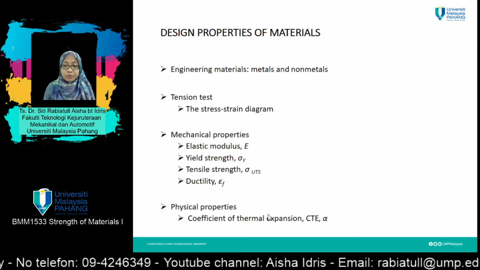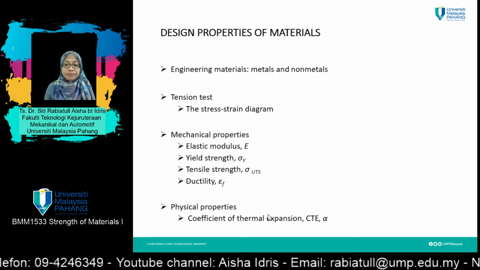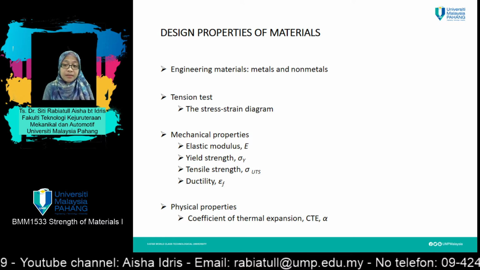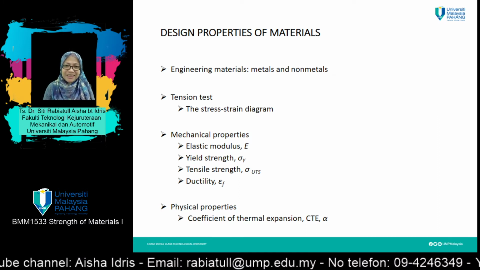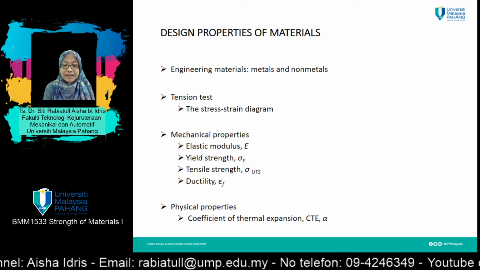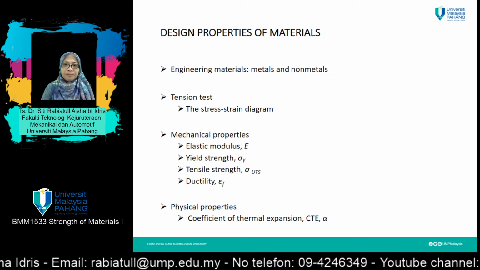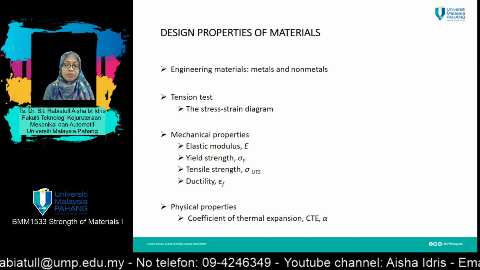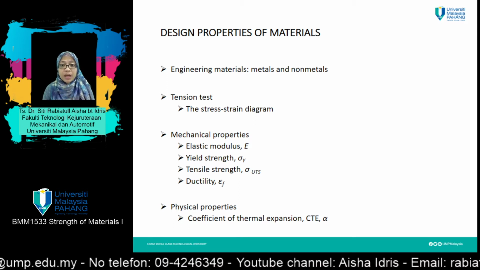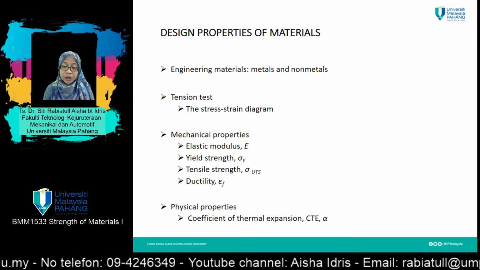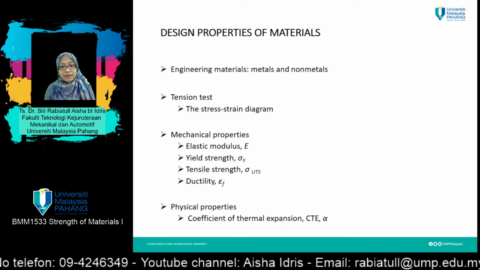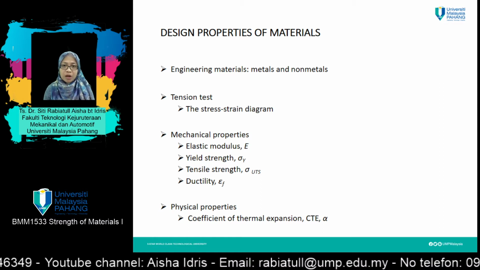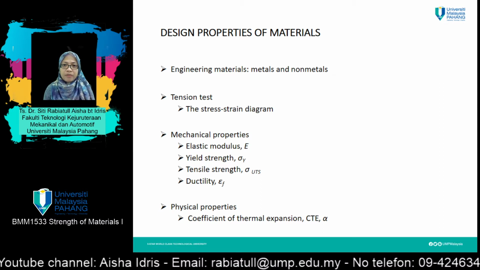Now, let's move on to design properties of materials. In engineering materials, we know that there are two types, which are metals and non-metals, of course, like ceramics and plastic and so on. To test these materials, we need to conduct what is known as a tension test. From there, we will get the stress-strain curve, which shows the elastic and plastic regions. Later on, we are going to look at that graph and how to get the values of stress and strain.